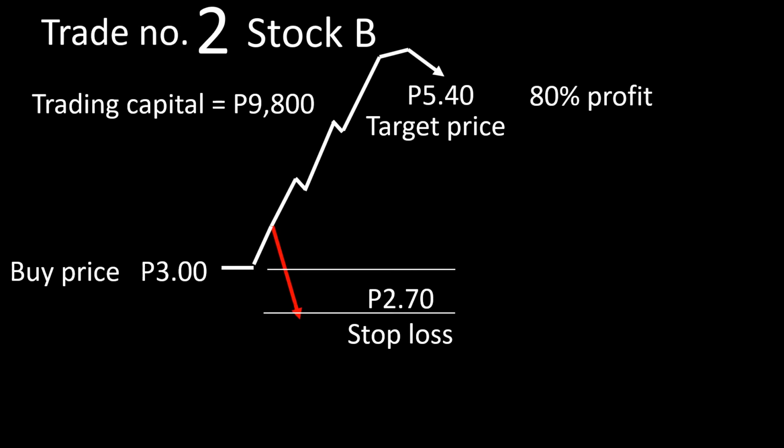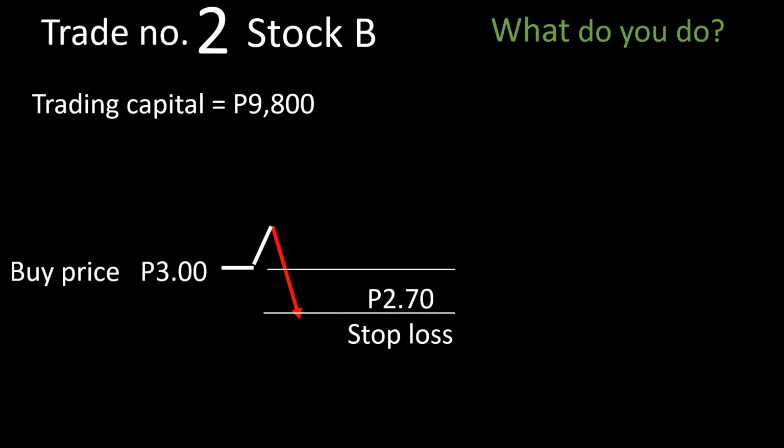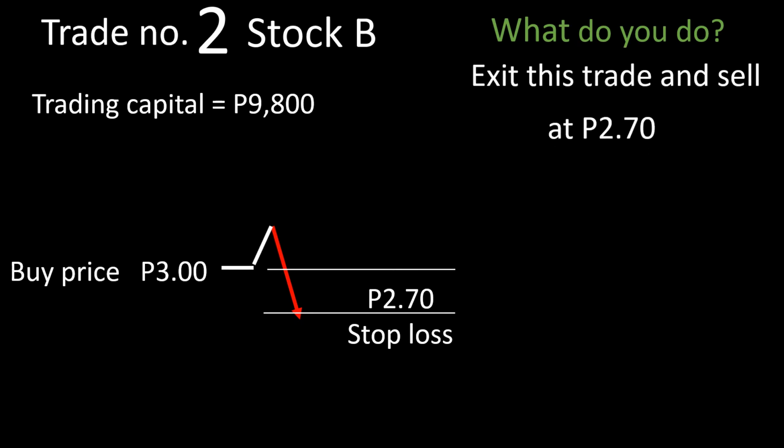But that did not materialize. This trade number 2 is a loser again, just like trade number 1. Instead of going up, as you predicted based on your fundamental and technical analysis, the stock went down and touched your stop loss. So what do you do? Well, exit this trade because your stop loss has been reached.